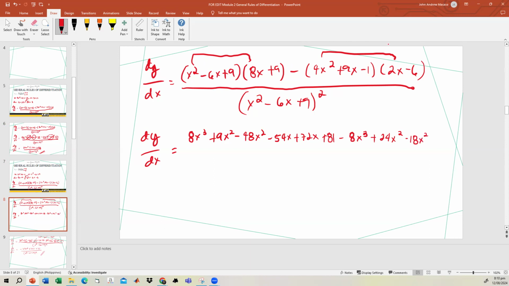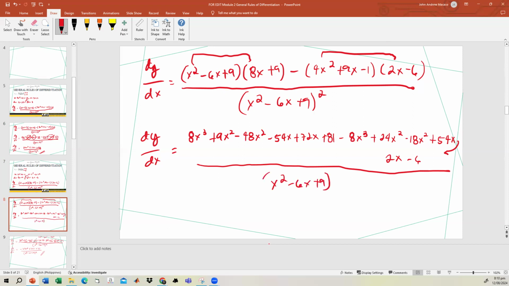9x times negative 6, that's negative 54x, times negative, so this will become 54x. Then we'll continue in here. Negative 1 times 2x, that's negative 2x, times negative, so this will become 2x. Negative 1 times negative 6, that's positive 6, times negative, so this will become negative 6. And all over (x squared minus 6x plus 9) raised to 2.